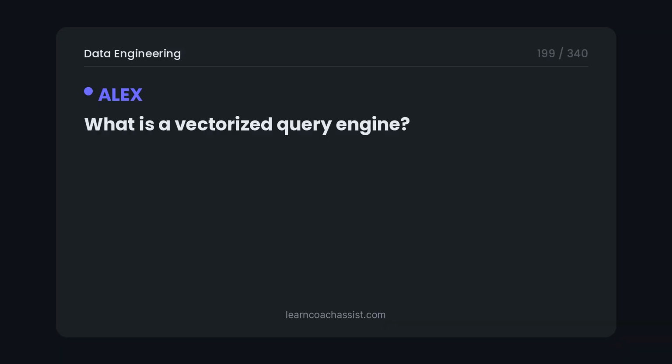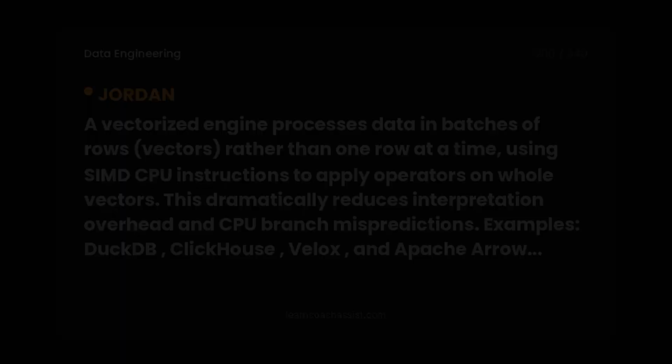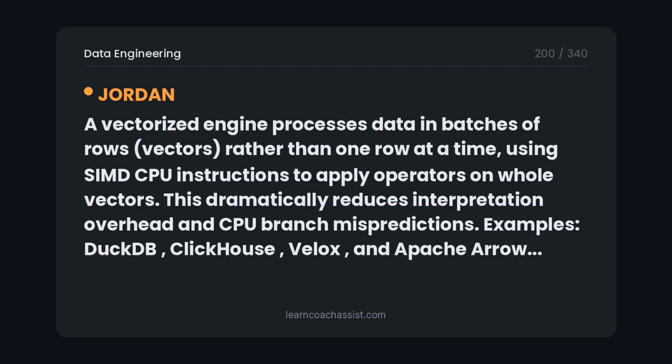What is a vectorized query engine? A vectorized engine processes data in batches of rows, vectors, rather than one row at a time, using SIMD CPU instructions to apply operators on whole vectors. This dramatically reduces interpretation overhead and CPU branch mispredictions. Examples: DuckDB, ClickHouse, Velox, and Apache Arrow-based execution layers.